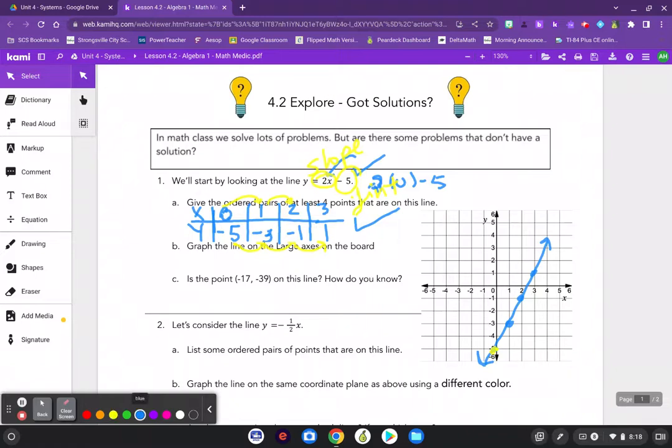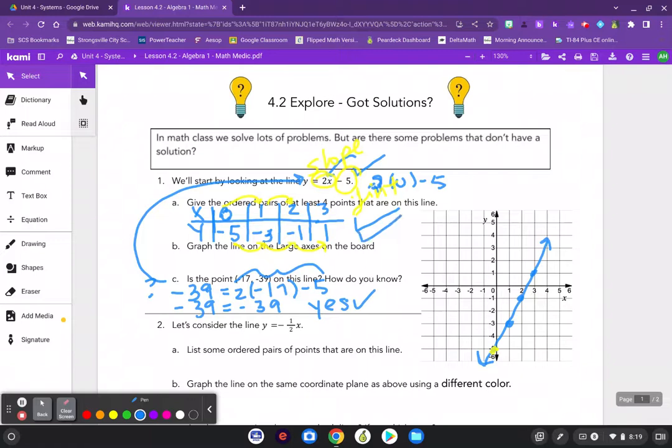Part C says, is the point negative 17, negative 39 on this line? Well, I can't really extend out my grid to negative 17 on the x-axis or negative 39 on the y-axis. You can just substitute this in and check it. In other words, if I put negative 39 in for y, and if I put negative 17 in for x, I'm going to put a question mark here. Does this work? So I'm going to type this into my calculator. And when I do, I get negative 39. And so yes, because that point works to make this equation true, this point would be a point on the line. It would be a point that I would put into my table.